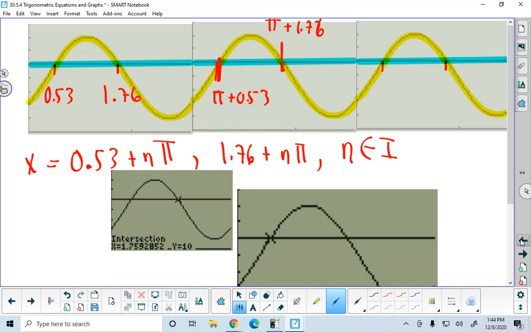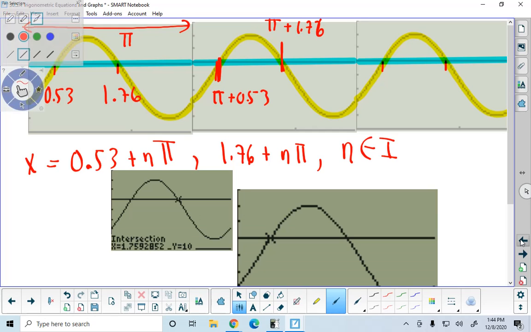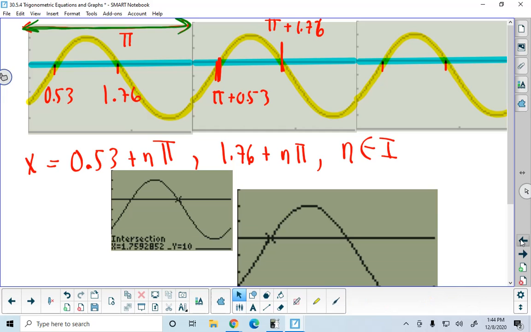And if the period of the function were pi over 6, for some reason, then we would add multiples of pi over 6, because that's how long it would take to repeat. And this is precisely why I ask for your windows to be pi long. If this is pi, if that's pi, then this is pi. Bad color.